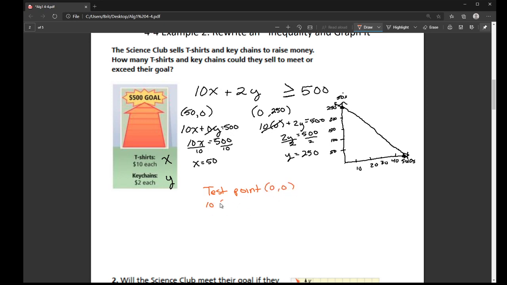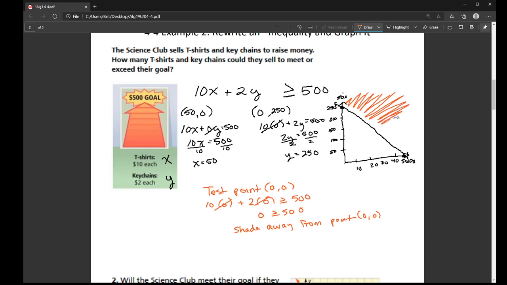So I have 10 times 0 plus 2 times 0 is greater than or equal to 500. Well, those both equal 0. So is 0 greater than or equal to 500? No. So I need to shade away from the point. So that means that when I go to shade, I'm going to shade all this stuff out here. And it goes up to the line, and it's included on the line as well. So any of these options would work.